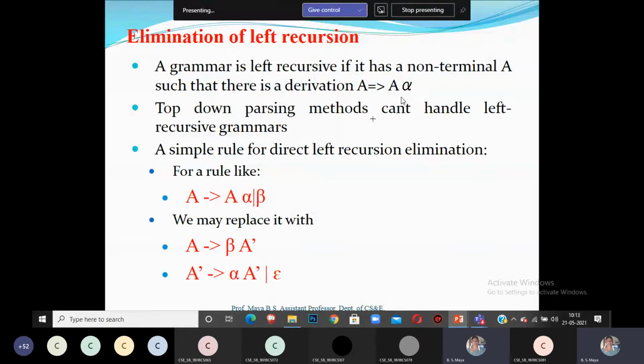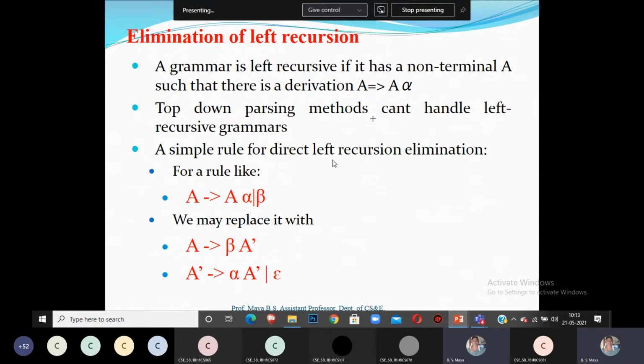By seeing my production I can say the grammar has left recursion. It is called direct left recursion. When I see the grammar, it looks like a recursion. There are two types of recursion: one is direct, another is indirect. I will go to indirect after some problems on the direct.